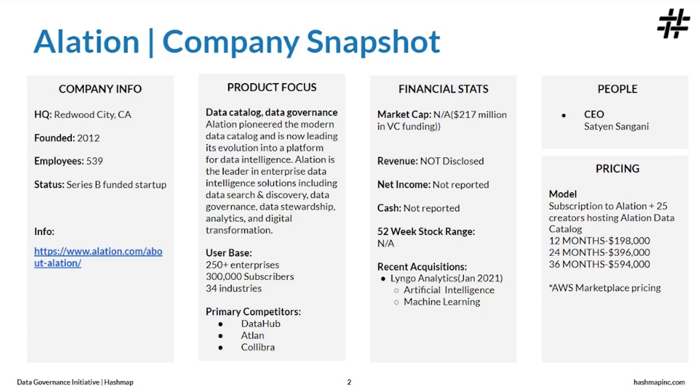Alation is available either as a desktop or a web application, which means that it is accessible from any machine and operating system at any time. It offers both on-prem and subscription mode. The AWS market price for Alation stands at $200K for 12 months with 25 creators holding the Alation data catalog.